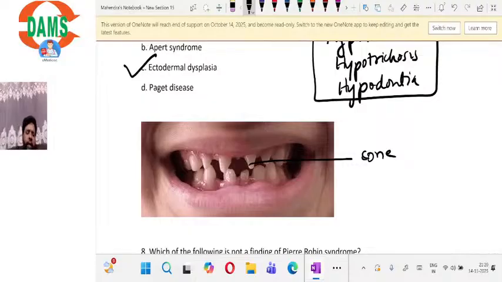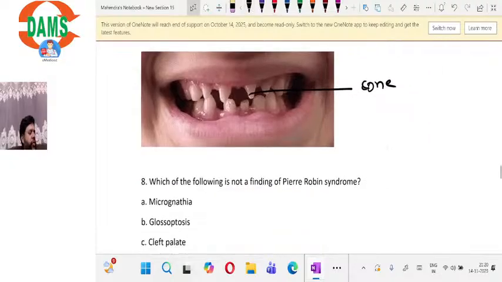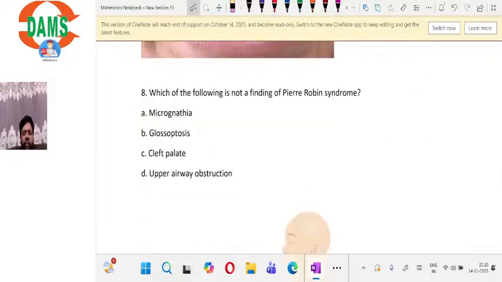Right, great. So let us move on to the next question here. Which of the following is not a finding of Pierre-Robin syndrome? We have discussed this in the bone chapter. Actually, it's not a syndrome, it's a sequence. First, the patient will have micrognathia. Because of micrognathia, the tongue doesn't come down. The tongue will have glossoptosis, that is falling back of the tongue. And as the tongue is in the upper position, the palate doesn't fuse. So cleft palate. So options A, B, C are correct.